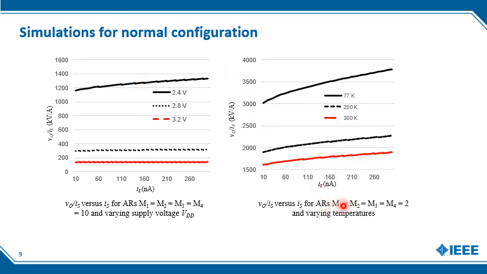When M1, M2, M3, and M4 equal 2, and varying temperatures, we found that by decreasing the temperature, the gain increases. Here at the top is 77 Kelvin, which is used in very cold temperatures, sometimes space.